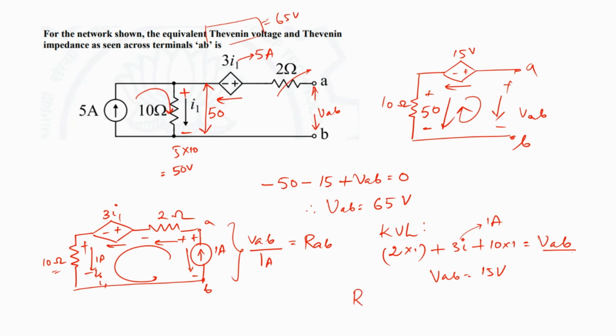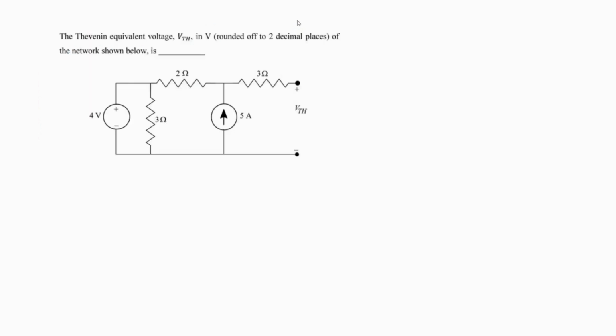In order to compute RAB, I'm going to divide VAB by 1 amp, which is the test source that I've considered. So 15 divided by 1 ohm is 15 ohms. Therefore, we obtain the Thevenin impedance to be 15 ohms, and the Thevenin's voltage here is 65 volts. Let's move on to the next problem.